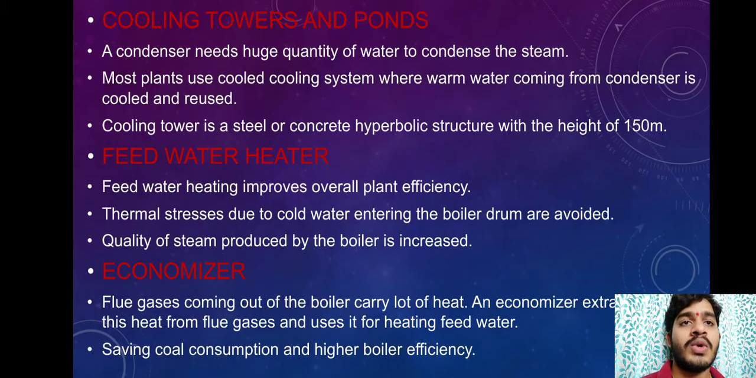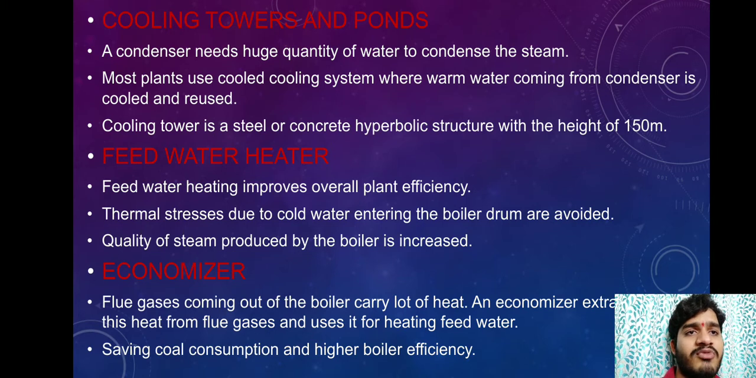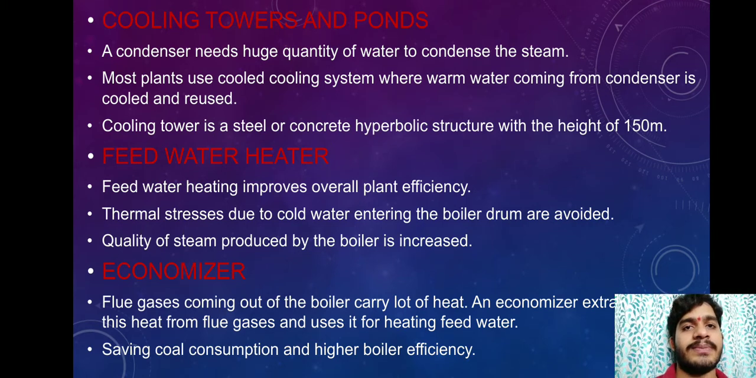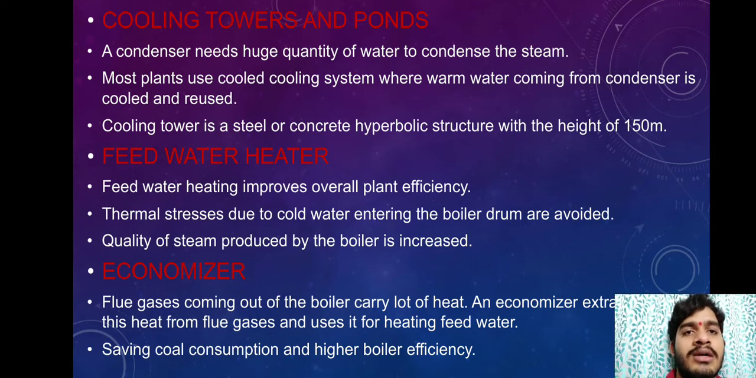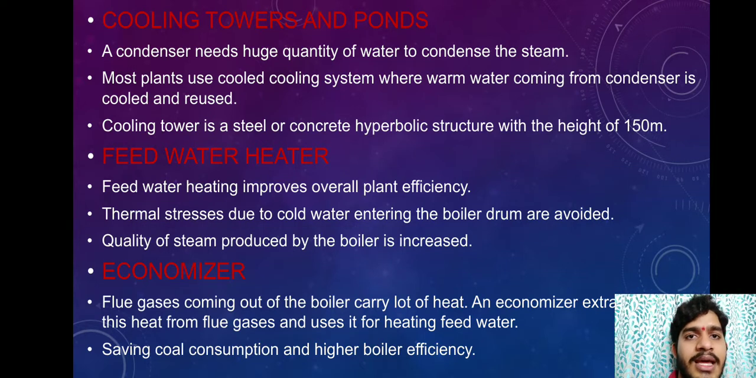And then cooling towers and ponds. A condenser needs a huge quantity of water to condense the steam because it will be at a very high temperature, nearly about 500 Celsius, and most power plants use a cooling system where warm water coming from the condenser is cooled and reused. The cooling tower is a steel or concrete hyperbolic structure with a height of 150 meters.